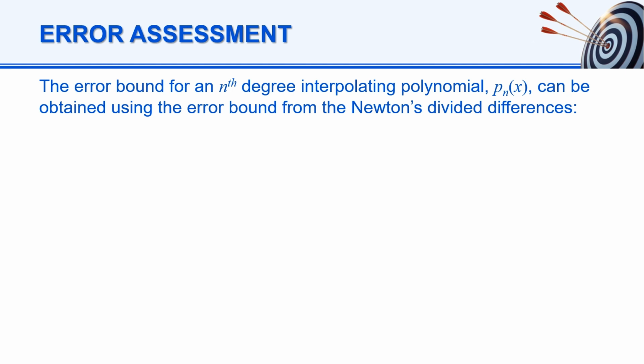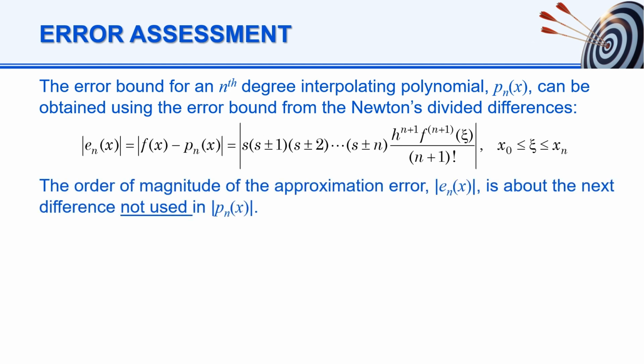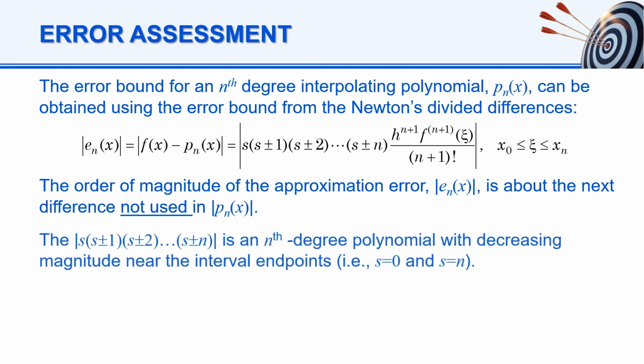The error bound for an nth degree interpolating polynomial, p_n(x), can be obtained using the error bound from Newton's divided differences. The order of magnitude of the approximation error, the absolute value of e_n(x), is about the next difference not used in the absolute value of p_n(x).